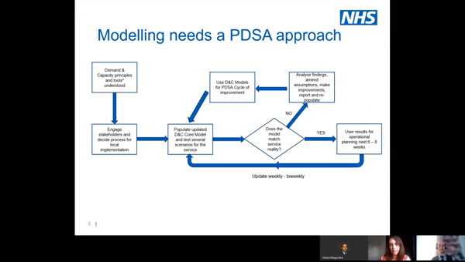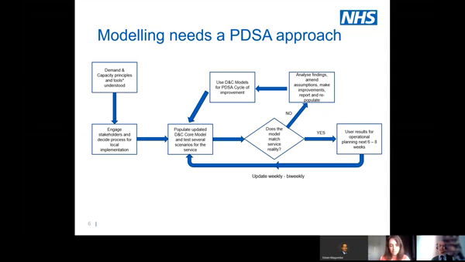For demand and capacity modelling, we advocate a PDSA cycle approach. So if I start at the top left corner of the diagram, the first step is to understand demand and capacity principles and tools. So that's the links that I've just shown you, the principles around percentiles, waiting list size, SPCs, and the tools, in this instance, the core model.